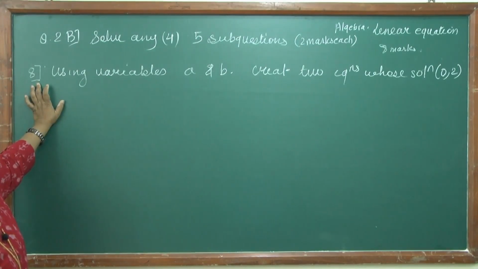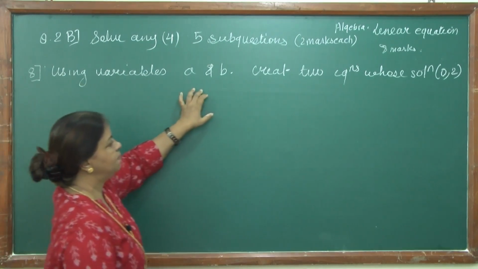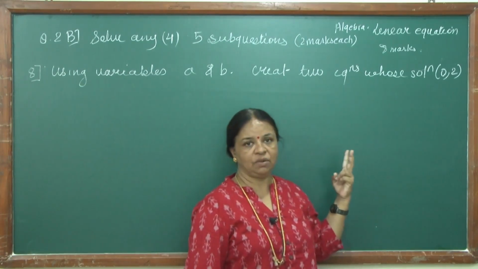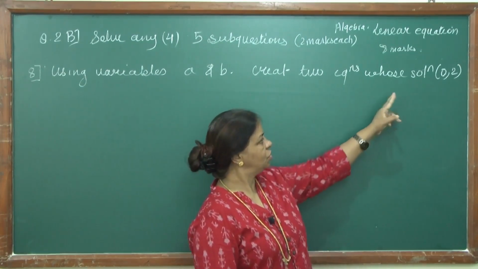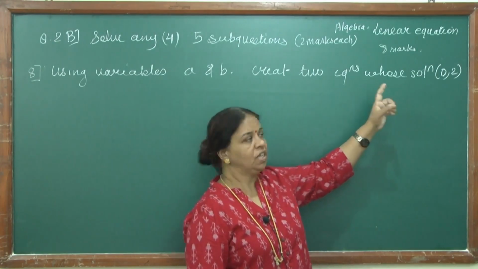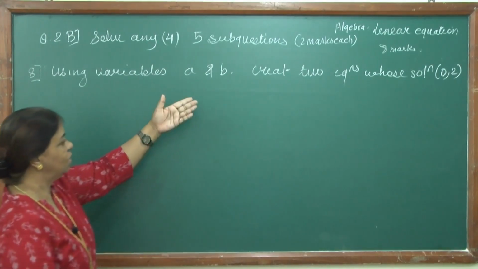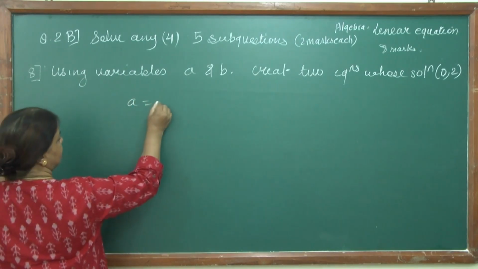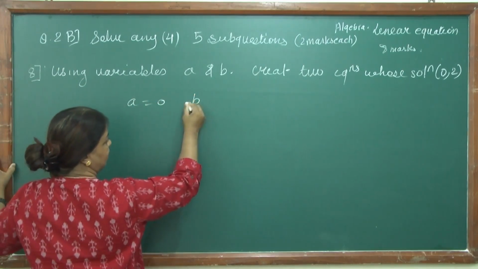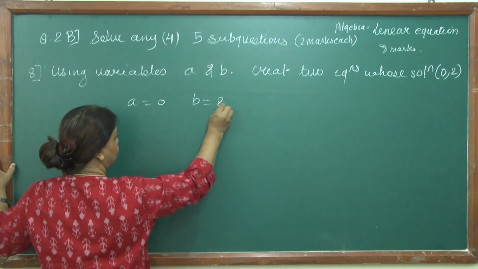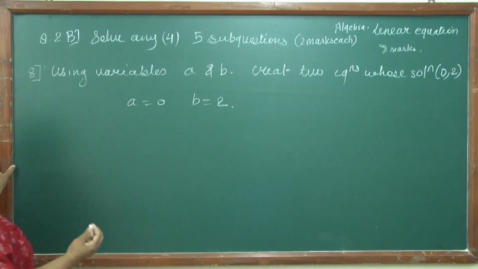Question number 8. Using the variables a and b, we have to create two equations, simultaneous equations, whose solution will be 0, 2. Now as a value is 0, let us say a is 0, and it's given b is equal to 2, we have to create two equations.